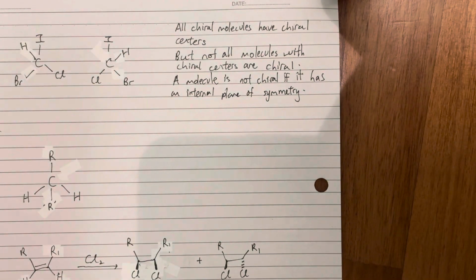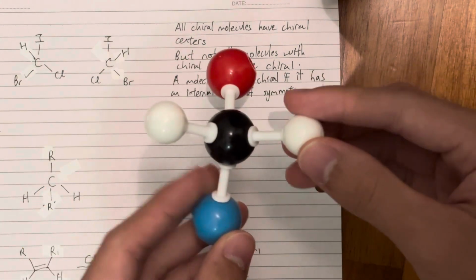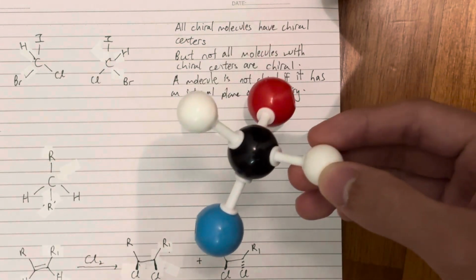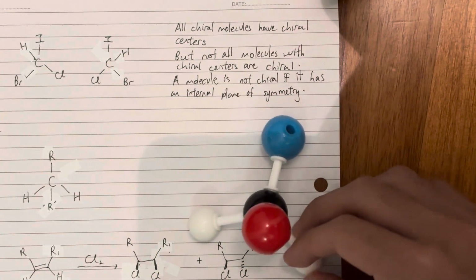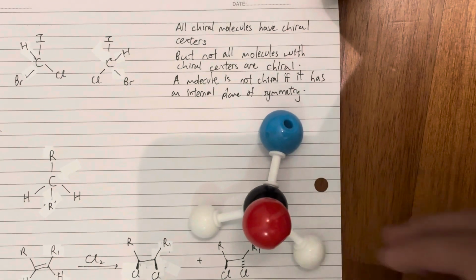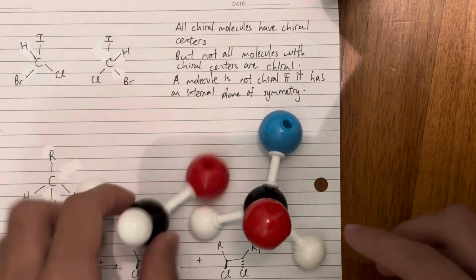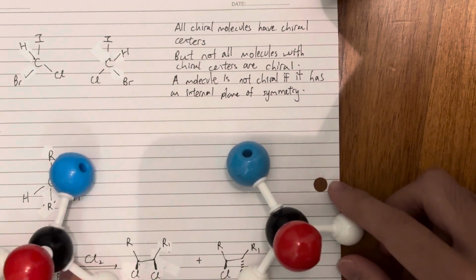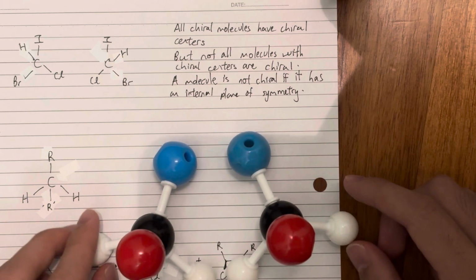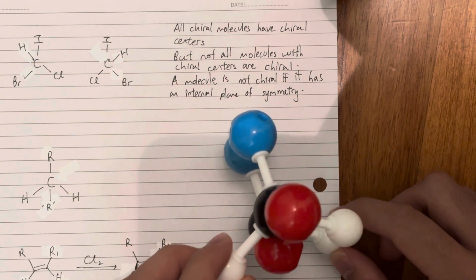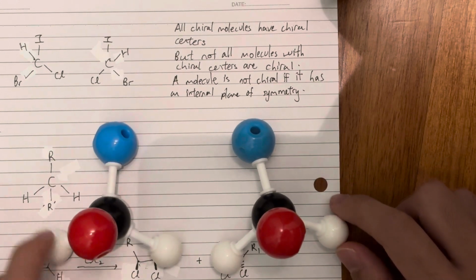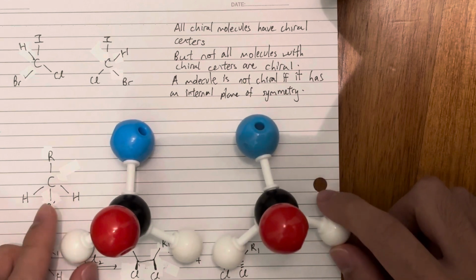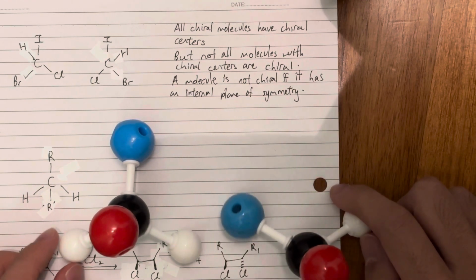So what if you don't have 4 different substituents? Let's say this carbon has one hydrogen, another hydrogen, an oxygen, and a nitrogen. Well, it makes it non-chiral. Where's the mirror image? Okay, it's here. So this is the mirror image, right? As you can see, it's superimposable and you can stack them on top of one another. Why? Because when 2 of the substituents are the same, you create something called an internal plane of symmetry.